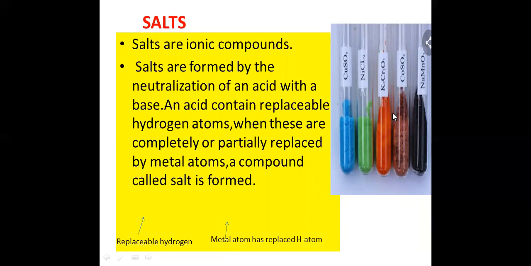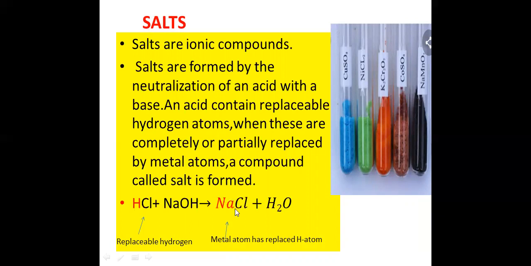We have different color salts over here: copper sulfate, nickel chloride, potassium dichromate, cobalt sulfate, and sodium manganate, having different colors. They are called colored salts. We also have colorless salts in the lab.